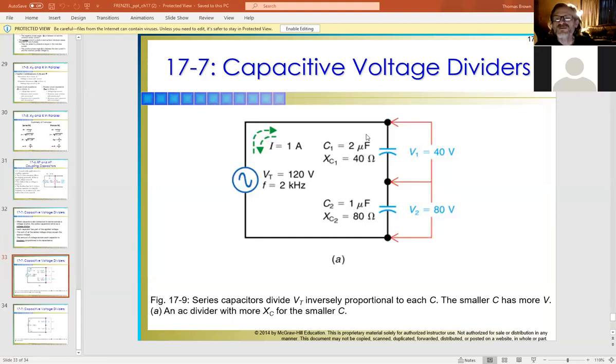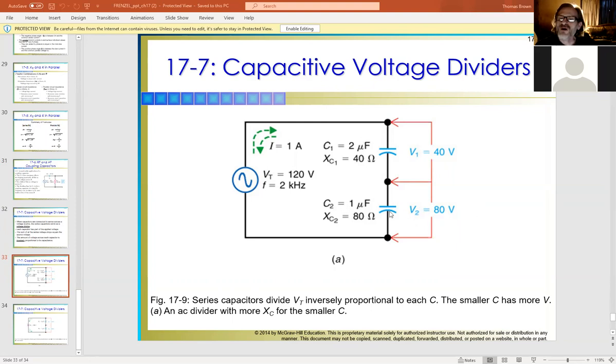So that still does very much come into play. And if you remember, if we had a series, how we had to figure out what the overall capacitance was in a case like this. So let's examine that. You can see here we have a 2-to-1 ratio. And notice that the 2 microfarad capacitor has 40 volts, whereas the 1 microfarad capacitor has 80 volts.